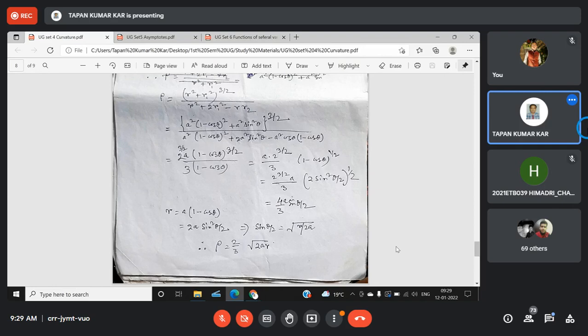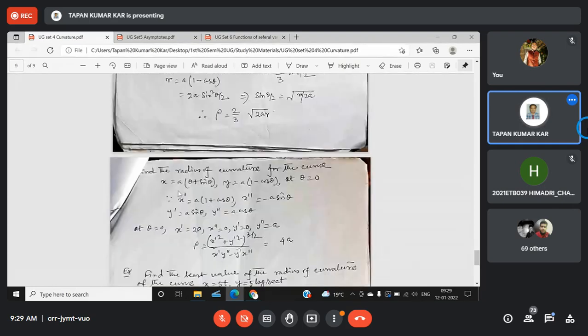Then find the radius of curvature for the curve x equal to a into theta plus sin theta, y equal to a into 1 minus cos theta, at theta equal to 0. It is very clear to you that it is given in parametric form. So this is the formula: rho equal to x dash square plus y dash square whole to the power 3 by 2, divided by x dash y double dash minus y dash x double dash.